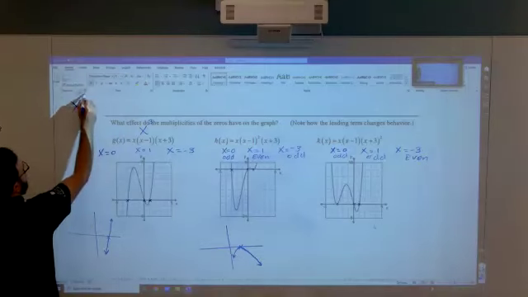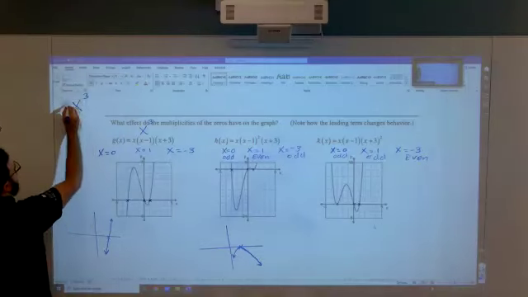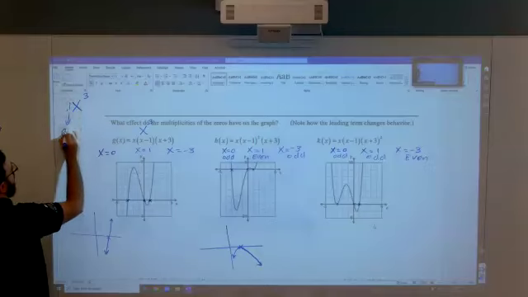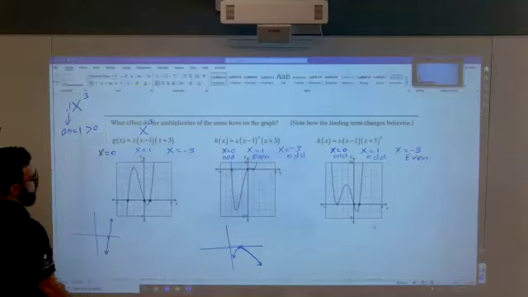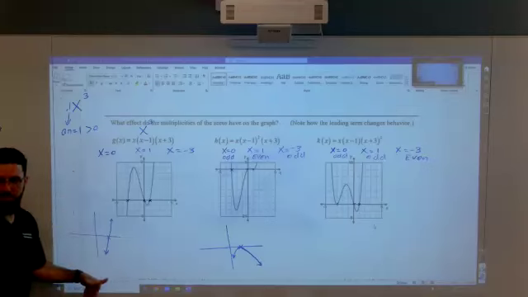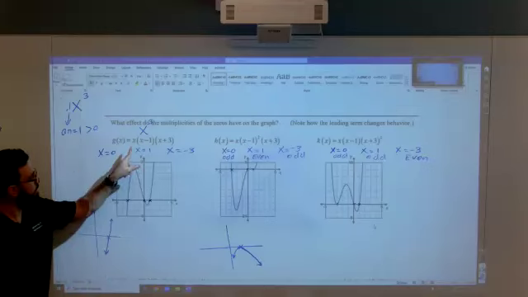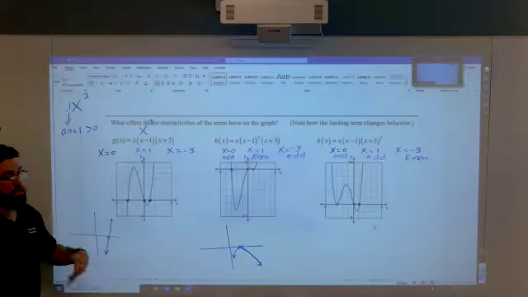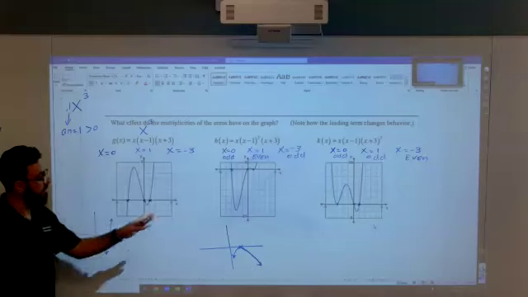Right here, x cubed. This is the a_n, which is 1. So a_n equals 1, which is greater than 0. So the right side goes up and the left side goes down. You see? We found the end behavior from here, because it helps when you graph it.